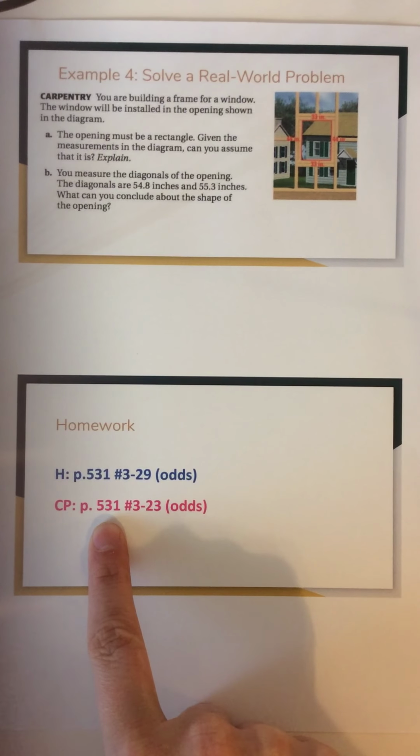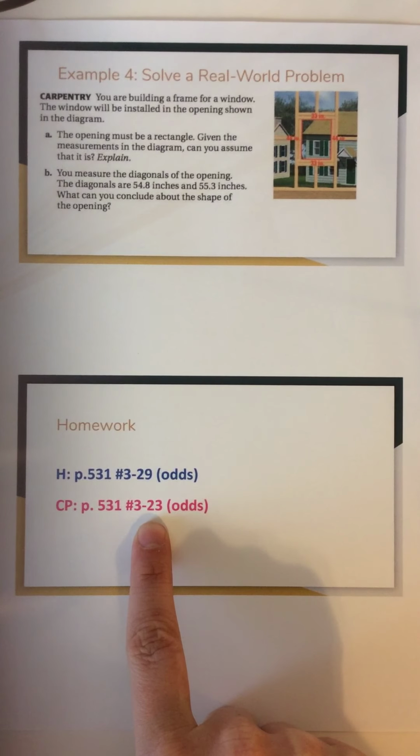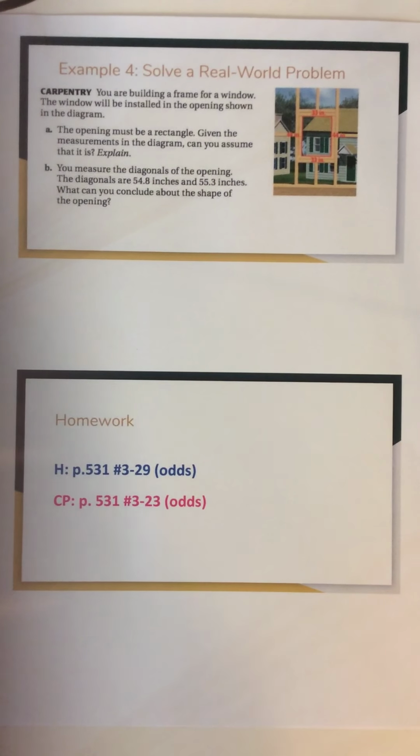You guys have page 531, 3 through 23 odds. We got a lot of sometimes, always, never questions. It's kind of using your logic. So if I were you, I would have that list of theorems and properties right there and just use it as a checklist and say, is it sometimes or always true for a rhombus? We'll see if you can check everything off. And if you can, yeah, always. So just use that to see if you can work through this.